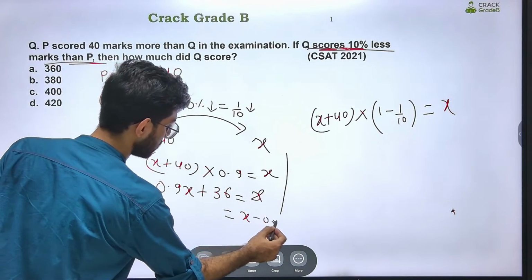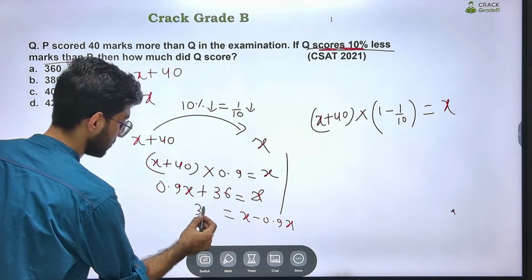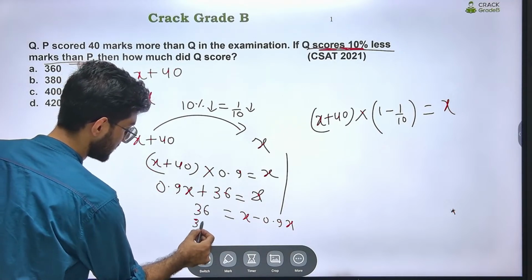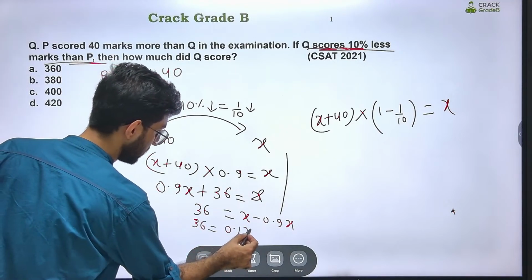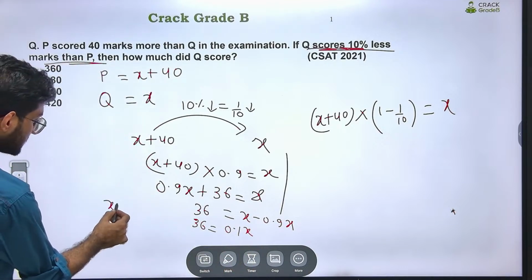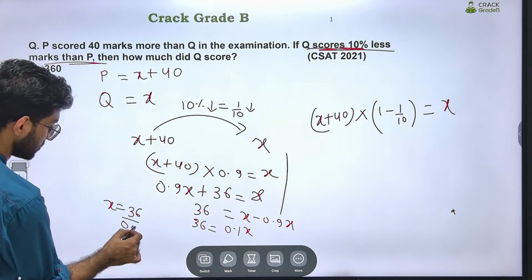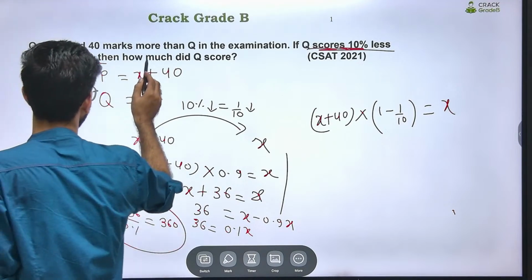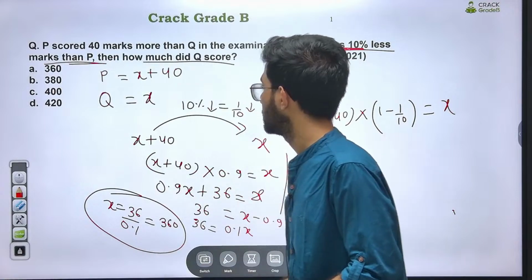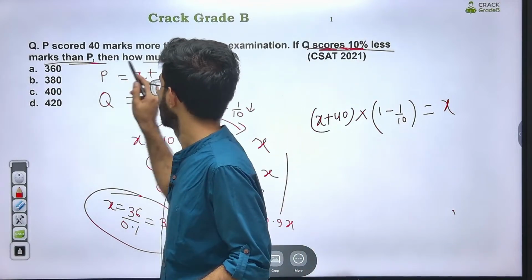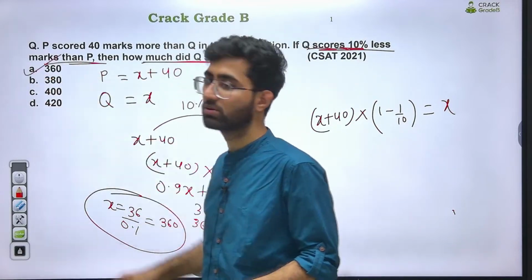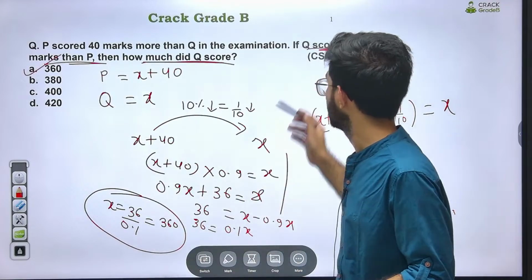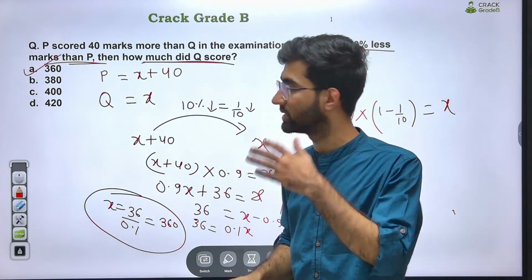So X, if you solve it further, you will get X minus 0.9x, that is equal to 36. So 36 equal to 0.1x. So obviously X equal to 36 by 0.1. So this is equal to 360, right? Now read the question. And how much did Q score, right? Then how much did Q score? Q scored 360.